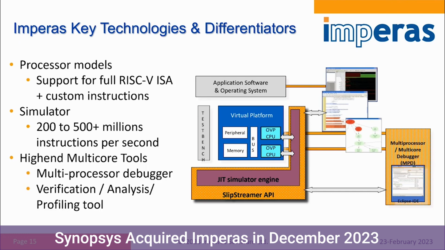We have top-notch multi-core tools. The first one is multi-processor debugger. It's a platform-centric tool. For example, you can co-debug peripheral with its driver. The second set is VAP, verification analysis profiling tools. It has dozens of tracing capabilities, such as trace on register change, instruction tracing, line tracing, and so on. It's non-intrusive. And so it makes it very easy for the engineer to gain insights into the system behavior of the platform.